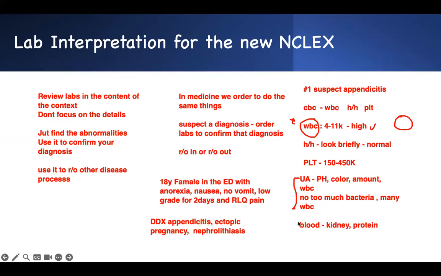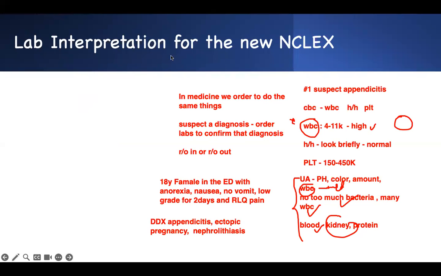So somebody with appendicitis, you see some mild WBC in their lab work, that's all. I should not see many bacteria. I should not see many WBC or blood in their UA. And this is what I'm looking for to rule out things, so I know this is not the problem. Okay. And that's the first thing I want you to focus on, right?